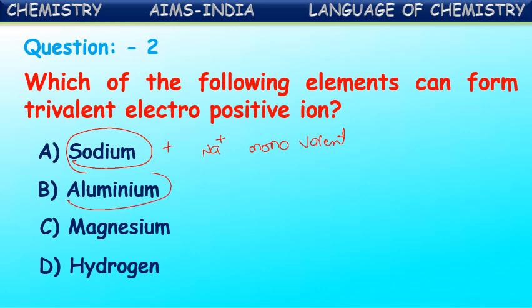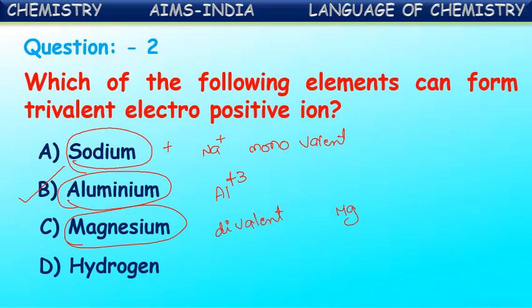Coming to aluminum, already in examples we have discussed, aluminum will form +3. It is an example for trivalent electropositive ion. Obviously our answer is aluminum. Magnesium we have studied under divalent electropositive ion, because magnesium is a metal, it can remove 2 electrons, so it is +2, divalent. Hydrogen is also monovalent electropositive ion, means it can lose only 1 electron, so our answer is aluminum. Let's check.